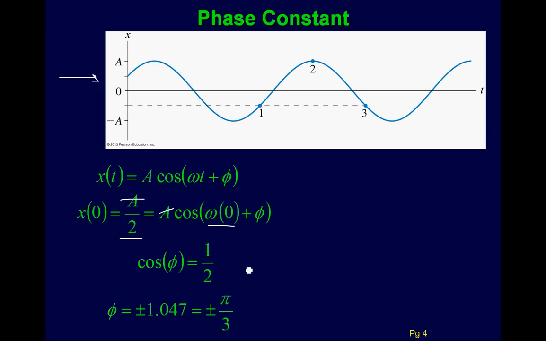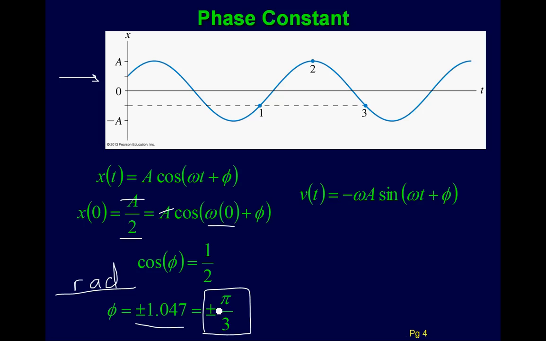Then you just go to your calculator. You have to make sure your calculator is in radians. This is the one time where your calculator has to be in radians. When I did this, I got plus or minus 1.047, which in terms of pi is the same thing as pi divided by 3. In your book, they write it out that way in your solutions, but it's the same thing.